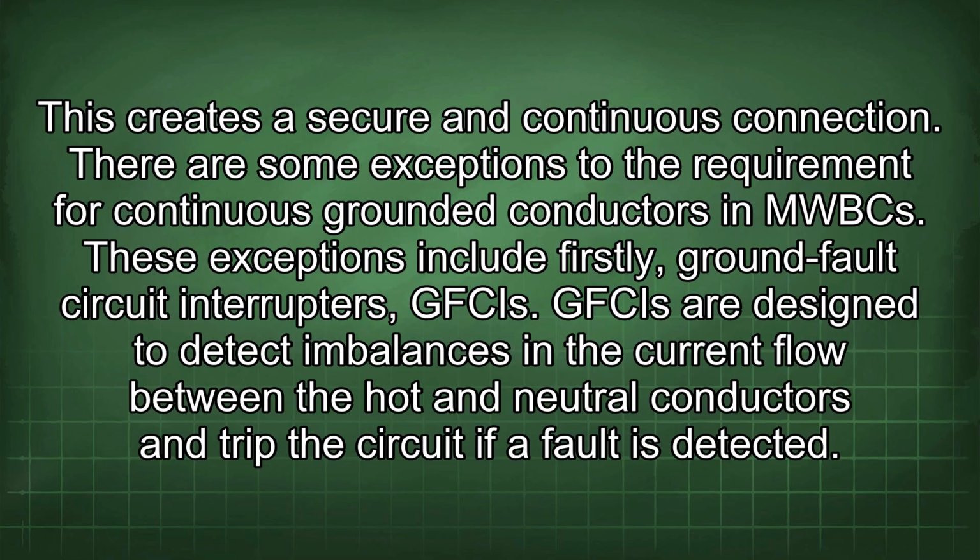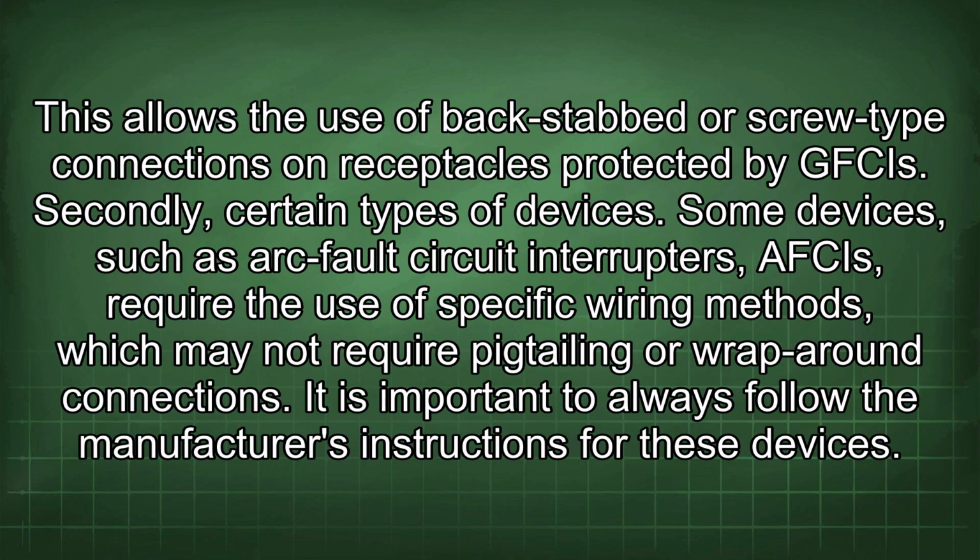There are some exceptions to the requirement for continuous grounded conductors in MWBCs. These exceptions include, firstly, ground fault circuit interrupters, GFCIs. GFCIs are designed to detect imbalances in the current flow between the hot and neutral conductors and trip the circuit if a fault is detected. This allows the use of backstabbed or screw-type connections on receptacles protected by GFCIs.